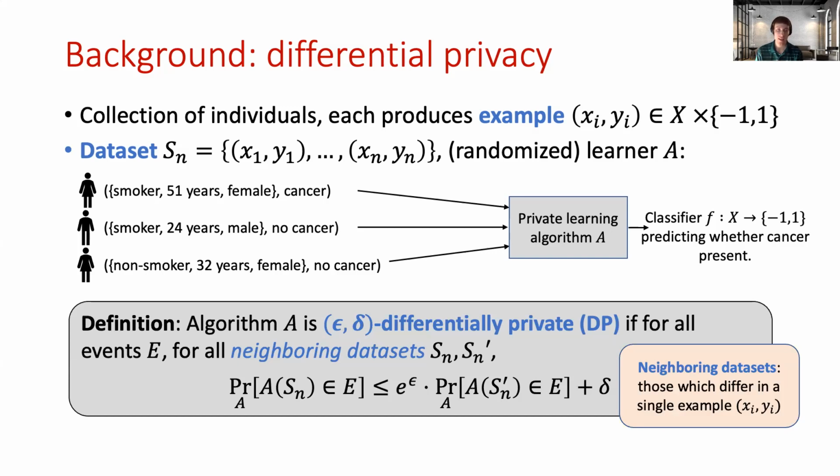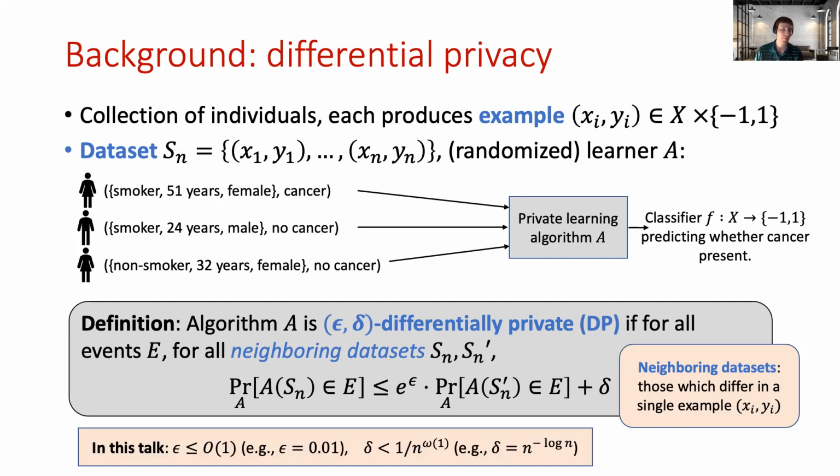So formally, an algorithm A is (epsilon, delta)-differentially private for positive reals epsilon and delta if, roughly speaking, for all data sets Sn and Sn prime which are neighboring, in the sense that they differ in a single example, the distribution of the output of A on Sn is similar to the distribution of the output of A on Sn prime. Formally, we require that for any event E, the probability that E occurs under the data set Sn is related to the probability that E occurs under the data set Sn prime by a multiplicative factor of e to the epsilon and an additive term of delta. In this talk, you can think of epsilon as being a small constant, for instance 0.01, and delta as being something which decays faster than any polynomial in n.